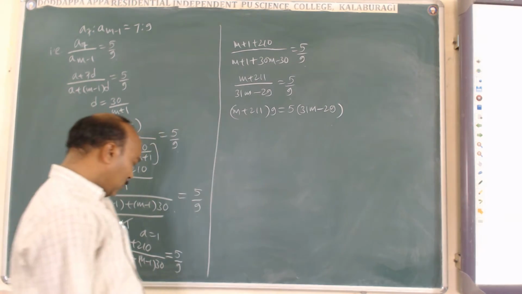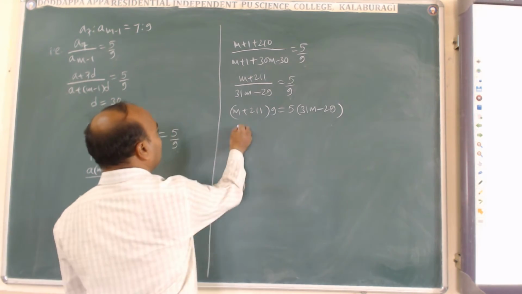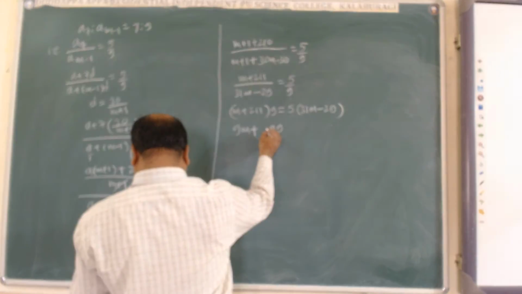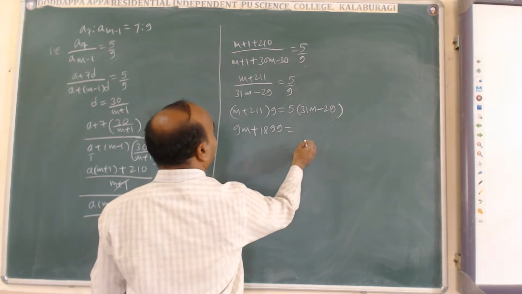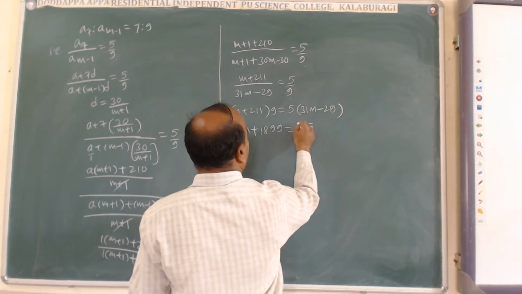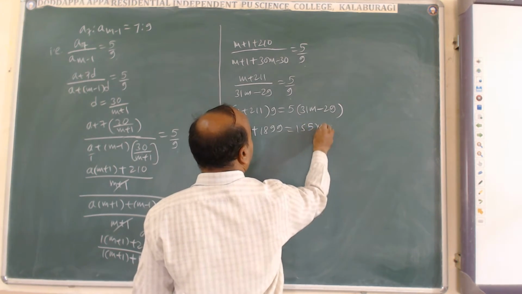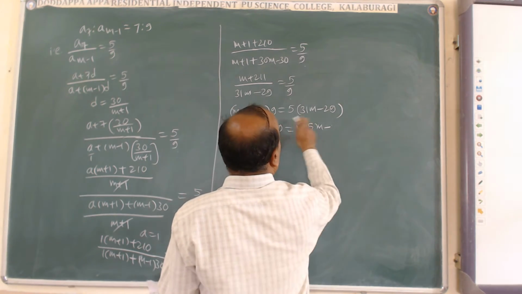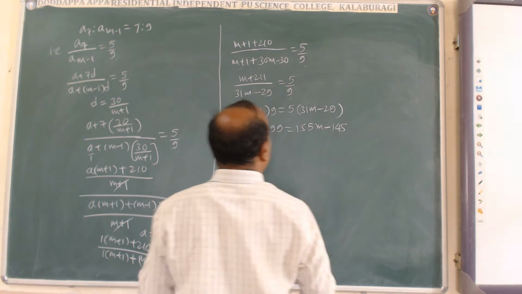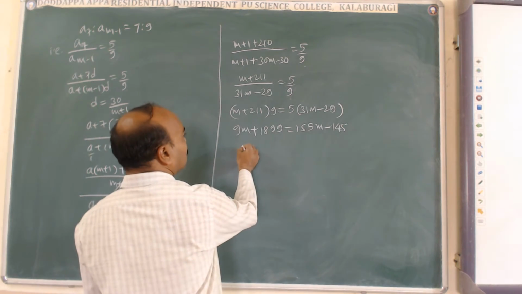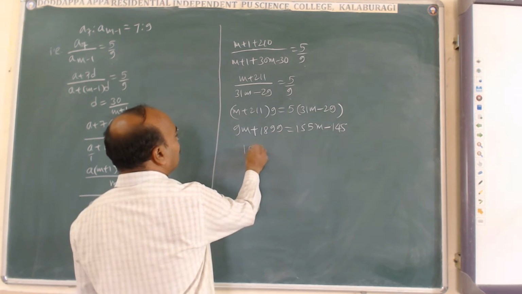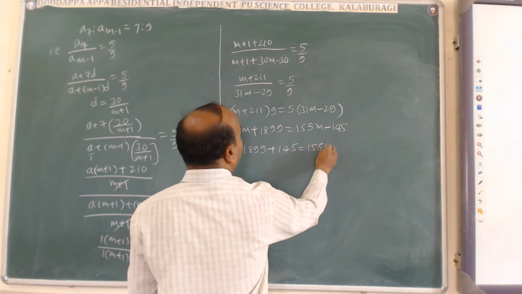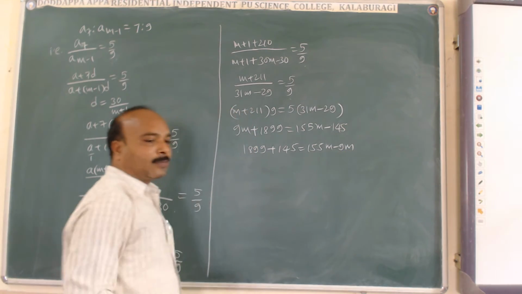This is what we got. Now simplifying this we get 9m plus 9 times 211, that is 1,899, equal to 5 into 31, that is 155m, minus 5 into 29, that is 145. Now simplify this: 1,899 plus 145 equal to 155m minus 9m we are getting.